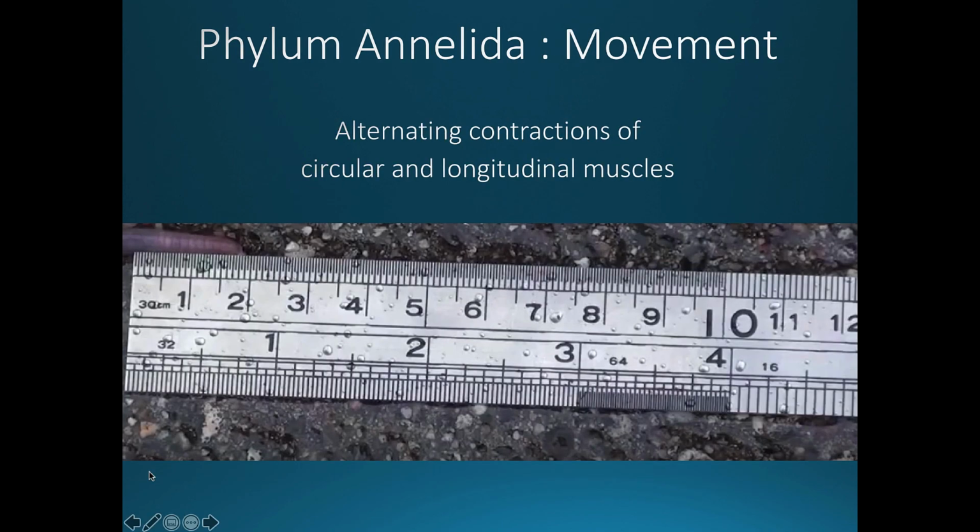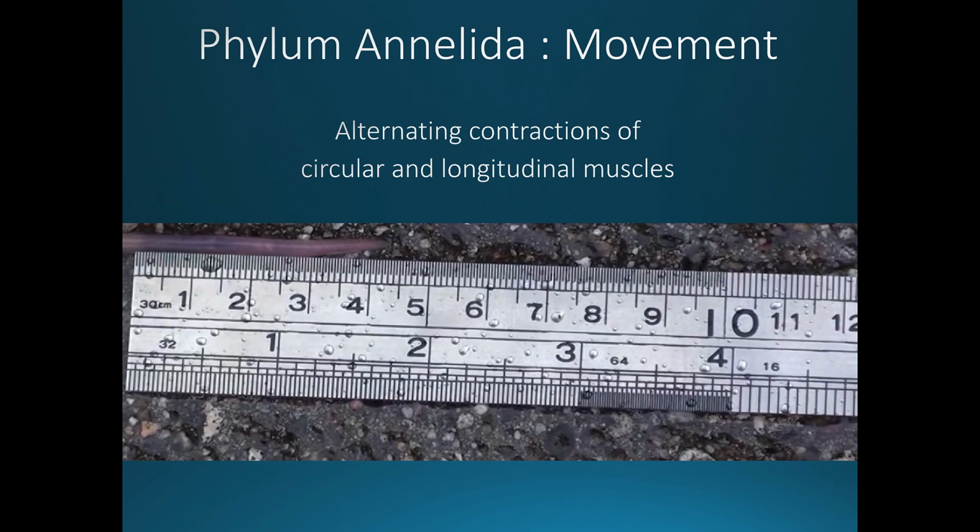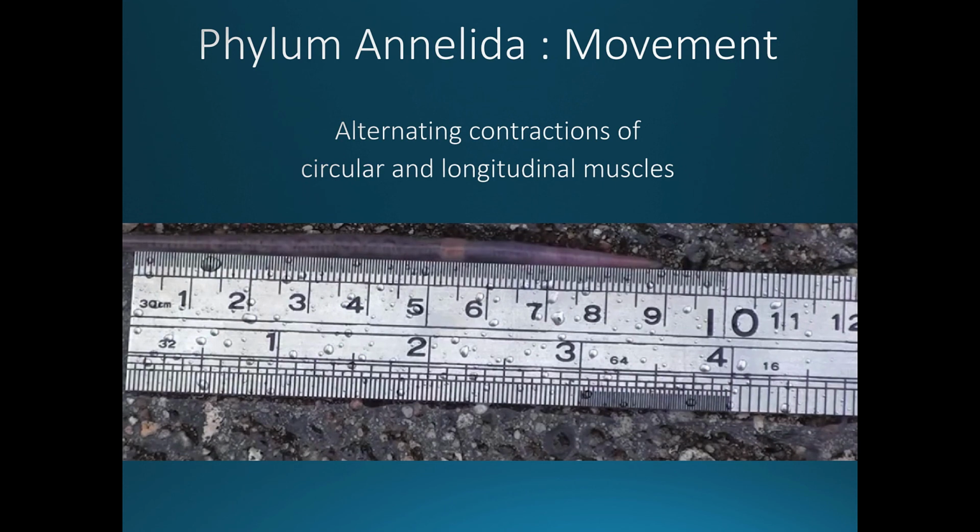Now, members of Annelida will have a movement that you might be familiar with because most of us have seen a worm moving along the ground. But that's the result of alternating contractions of these circular muscles that go around the worm and longitudinal muscles that extend the length of the worm. And so let's just watch this video showing how these worms move. They contract and then they release, and this coordination is all along the length of the worm.